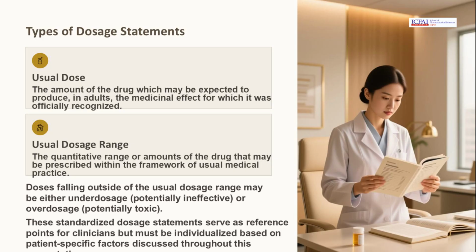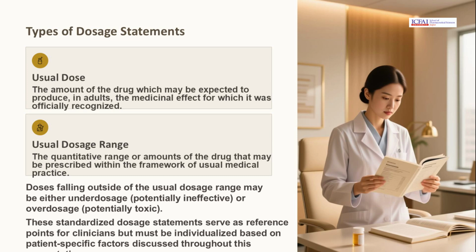Understanding dosage statements is essential for effective treatment. The usual dose refers to the expected medicinal effect in adults, while the usual dosage range is the amount prescribed within recognized medical practice. Doses outside this range may be ineffective or toxic, highlighting the importance of individualized patient care based on specific factors.